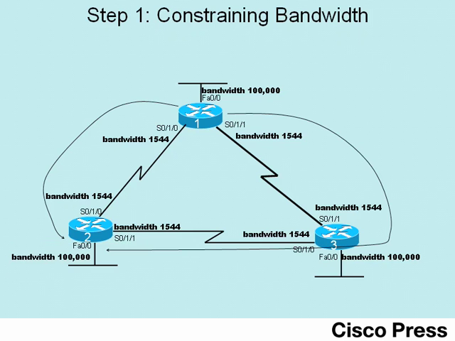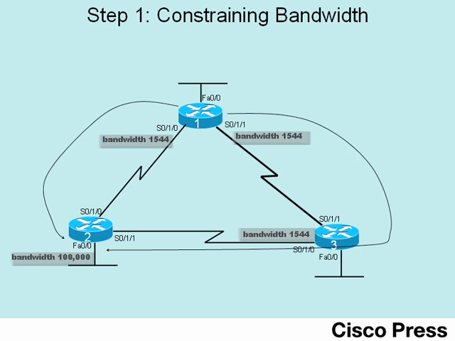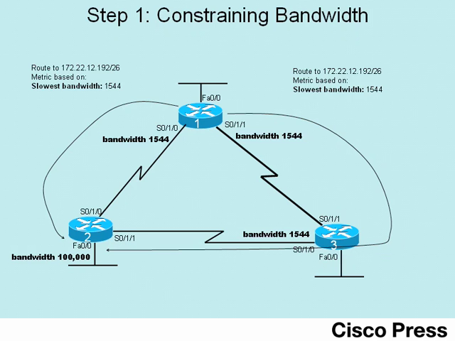However, EIGRP only considers the slowest bandwidth amongst all the links in a particular route. In particular, it considers the slowest bandwidth on the outgoing interfaces in each route. For example, here now the video removes the unnecessary bandwidth from consideration, so it just lists the bandwidth command settings for all the outgoing interfaces in these two competing routes. As you can see here, the slowest bandwidth in each case is 1544. So, from EIGRP's perspective, both routes are equal, at least in regards to bandwidth.